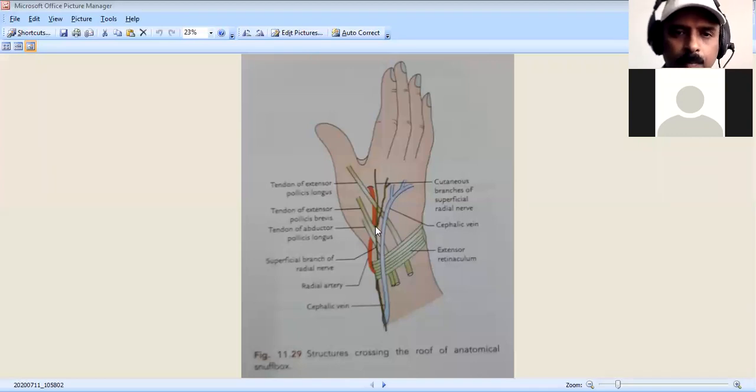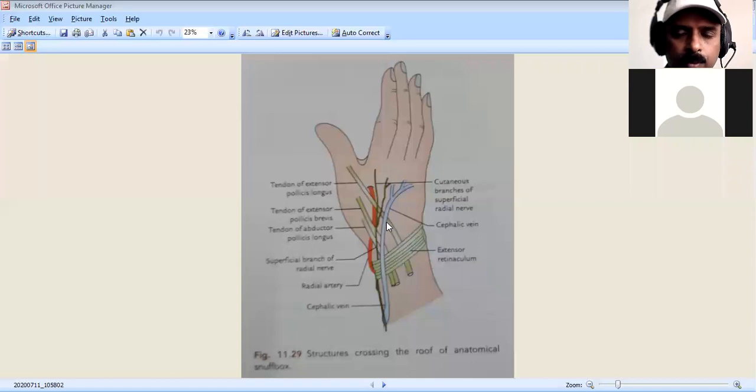Anteriorly, the boundaries are the tendons of the extensor pollicis brevis and the abductor pollicis longus. Posteriorly we have the tendon of the extensor pollicis longus. These are the boundaries of the anatomical snuff box. When you see the hand facing forward, you get the tendons of the forearm attaching to the thumb. So these three tendons you have to know.